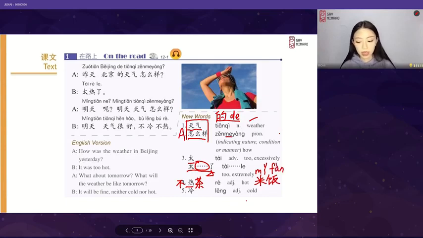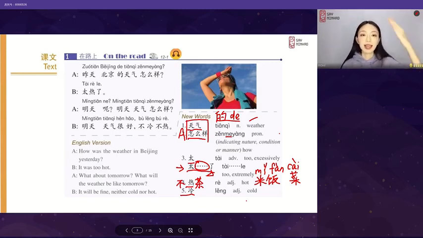Okay, now try to say hot dish, hot dish. It is 热菜, right? 热菜, 热菜, it means dish, cuisine. And if I want to say too hot, then we can use this structure we've learned, which is 太热了, 太热了.